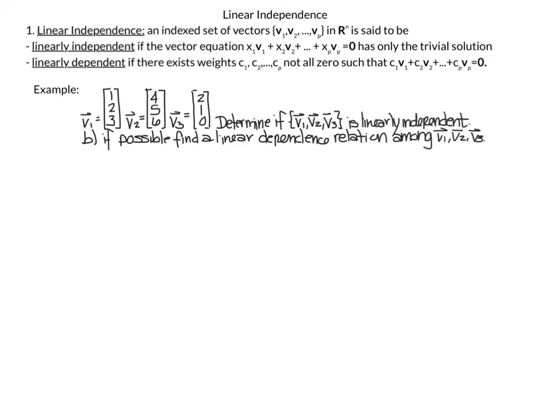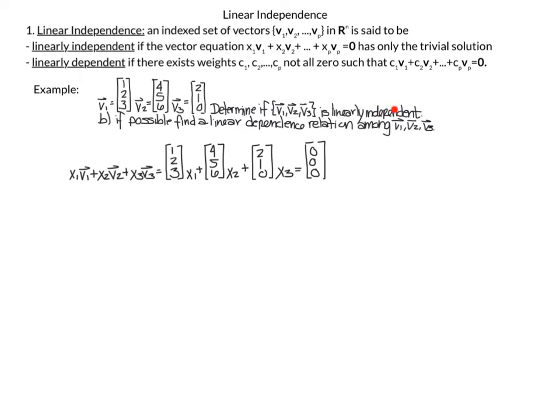For our first example, we'll let v1 equal 1, 2, 3, our second vector equal 4, 5, 6, and our third vector equal 2, 1, 0. We want to determine if this set of vectors is linearly independent. And if possible, find a linear dependence relationship among v1, v2, v3. To answer this first question, are they linearly independent? We're going to use the definition of linearly independent.